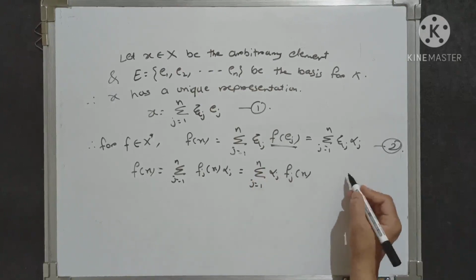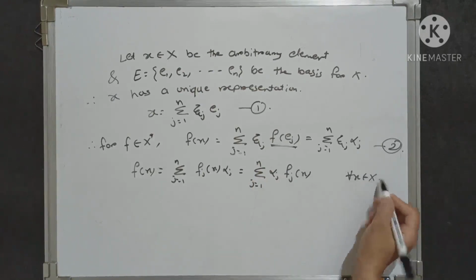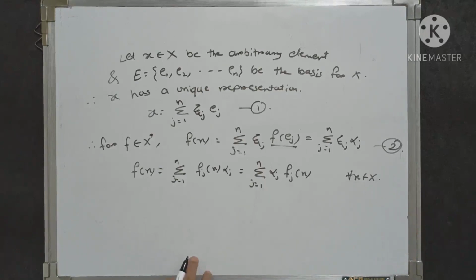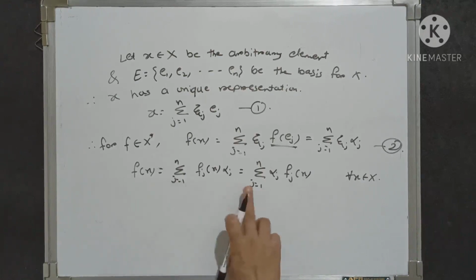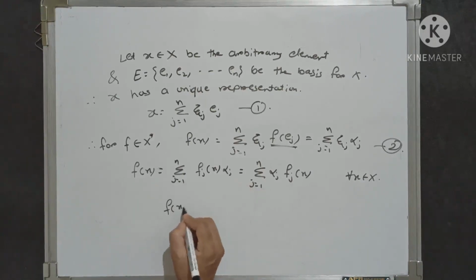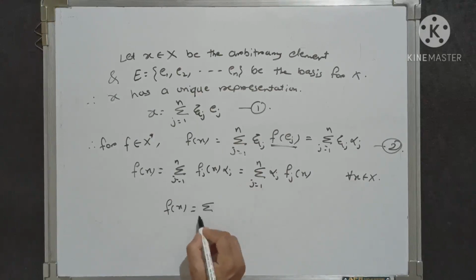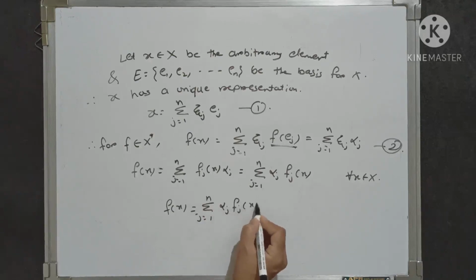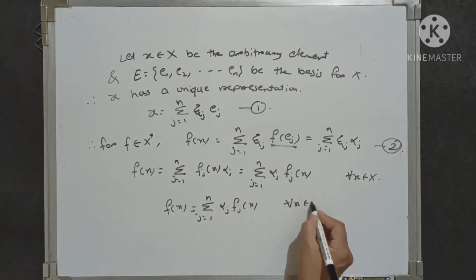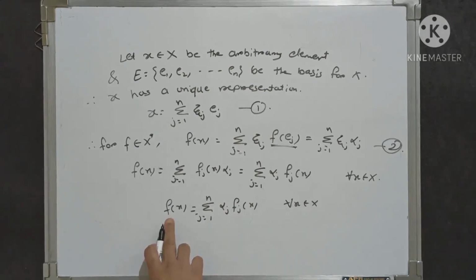It is true for every x belongs to capital X. Therefore here we get that f of x equals the summation, for every x belongs to capital X, f of x is written in terms of summation j running from 1 to n alpha j fj of x, and it is true for all x belongs to capital X. It implies that this small f has a unique representation in terms of fj.